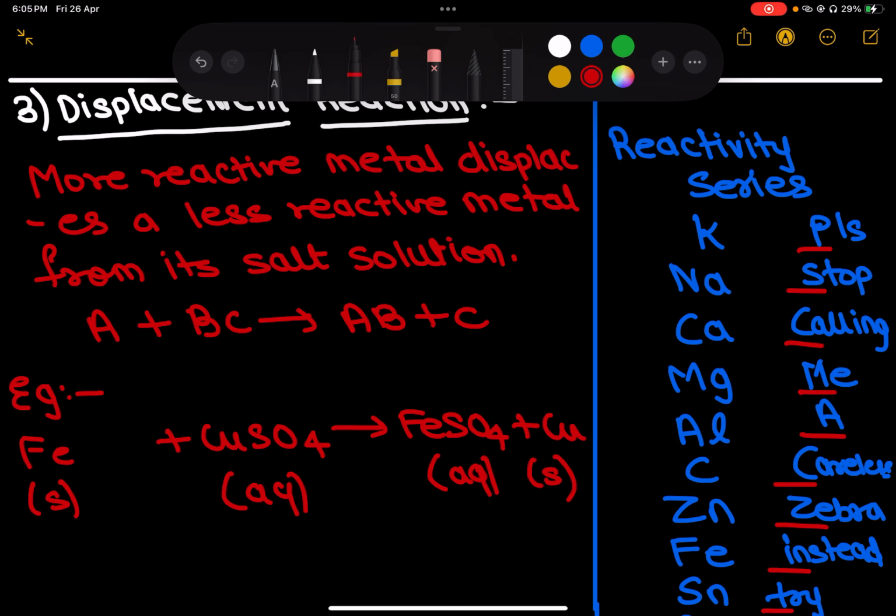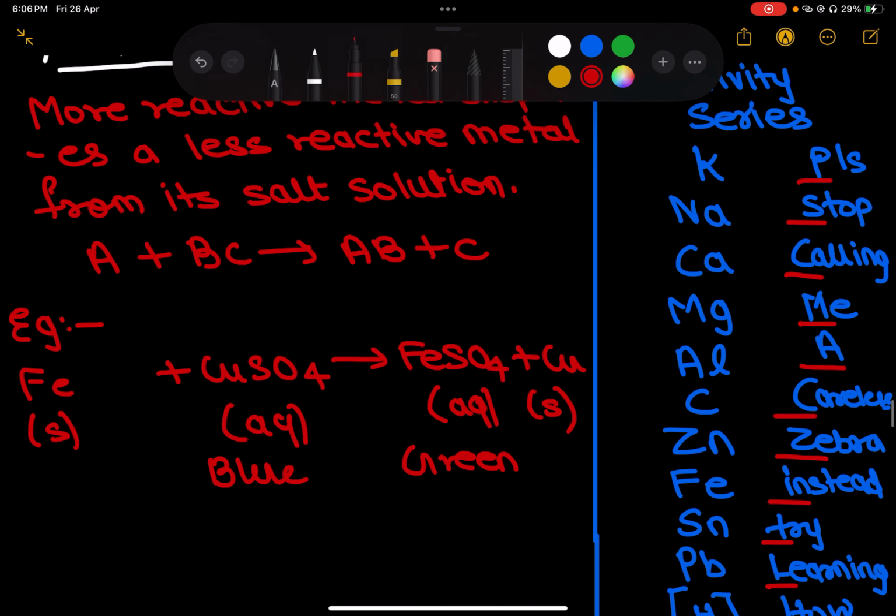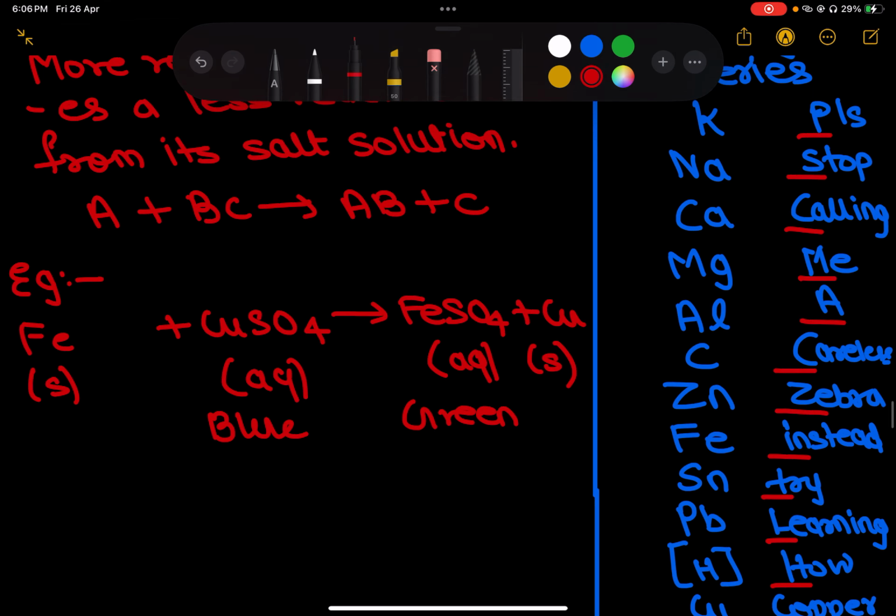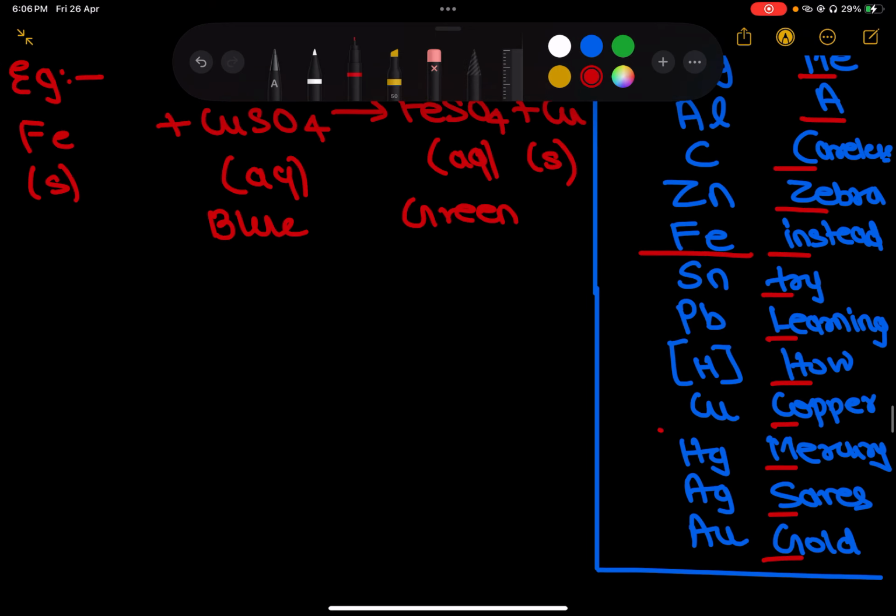Here CuSO4 is blue in color and FeSO4 is green in color. The color basically changes and you see the gradual change in the color. So as you can see in the reactivity series, Fe is above Cu, right? So this reaction is valid.